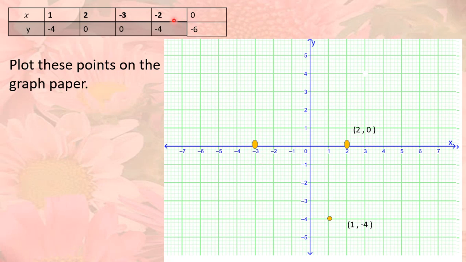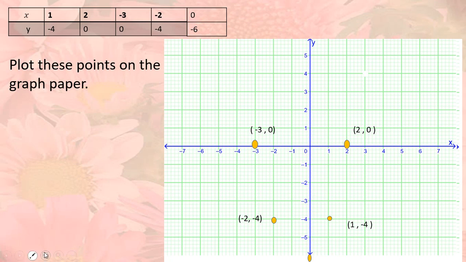Similarly, for the next point minus 2, minus 4: minus 2 is on the x-axis in the negative direction, and minus 4 is here, in the third quadrant. So we can say minus 2 and minus 4 will lie in the third quadrant. The intersection point is minus 2 and minus 4. And the last point, x is 0 and y is minus 6. This point 0, minus 6 lies on the y-axis, as its y coordinate is a number, whereas the x coordinate is 0. So the point lies here at the value minus 6 on the y-axis.